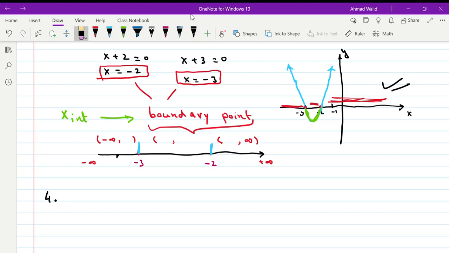Let me correct my intervals. I didn't focus, I'm dealing with negative numbers. Here -3 to -2, and here -2 to infinity. For example, I'll pick -4, a number between -3 and -2, maybe -2.5, and a number between -2 and infinity, maybe 0, the easy one. I picked three numbers, -4, -2.5, and 0, as test numbers. We call them test points.